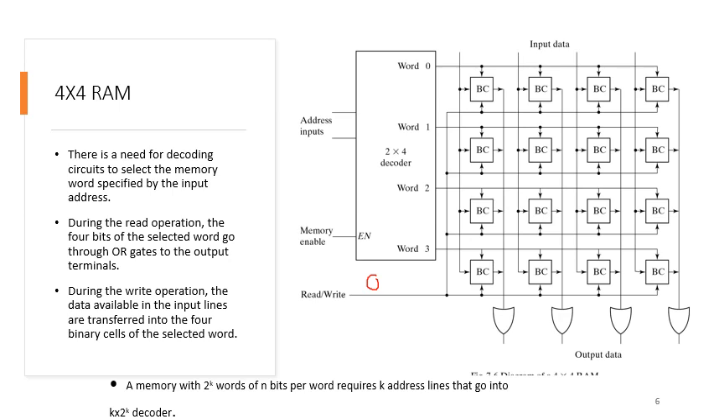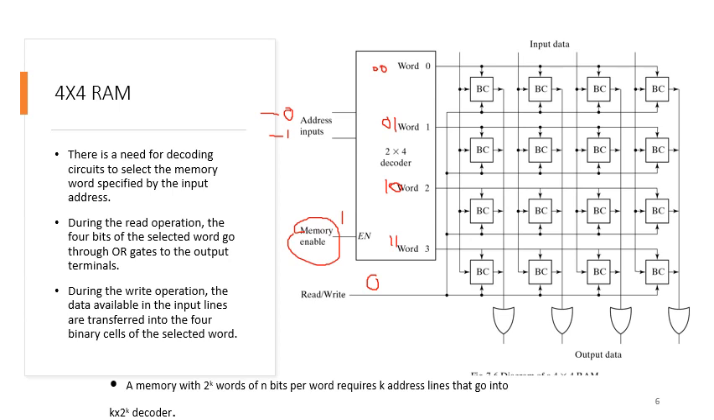Let us assume that we've got the address 10 here, assuming this is the most significant bit and this is the least significant bit of the address line, and we make this memory enable by placing 1 at the enable line. So now this decoder is enabled, and word 2 will be selected. If we see, this is 00, this is 01, this is 10, and this is 11. These output lines correspond to these codes.